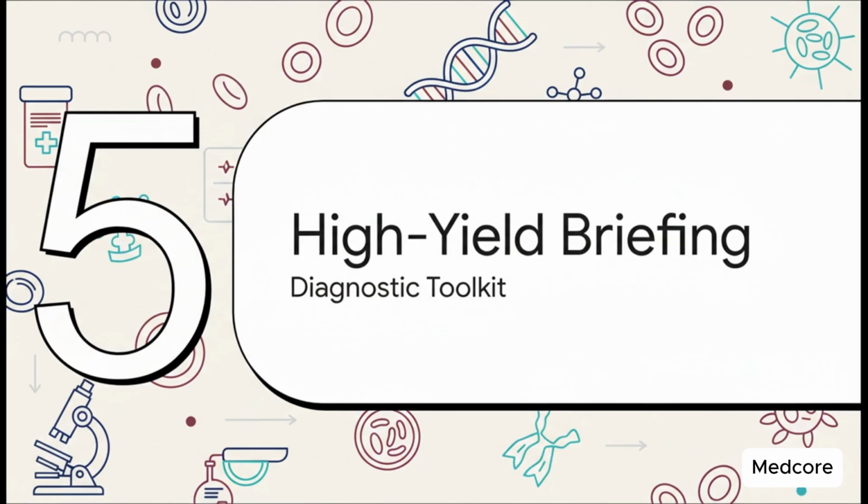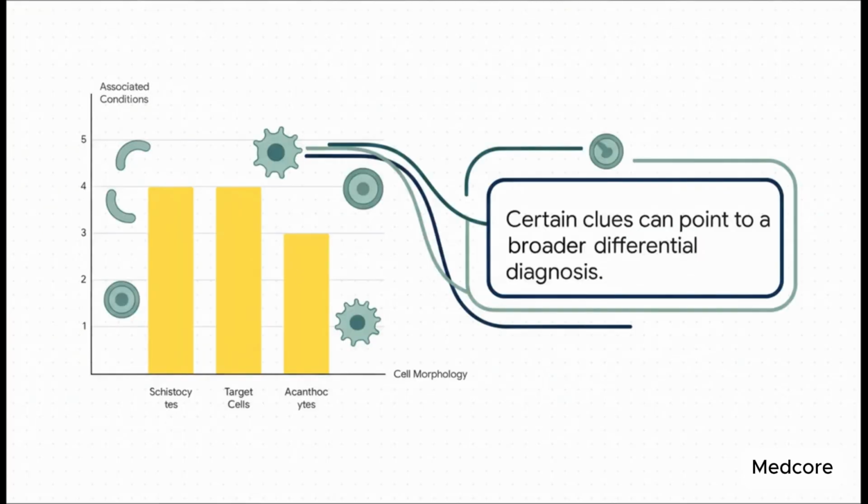Okay, team, let's wrap this case up with a final, high-yield briefing. This is your rapid review toolkit. This is the stuff you absolutely, positively have to know for your exams and for when you're on the wards. This chart just gives us a quick visual. Really, what it shows is that some clues, like schistocytes and target cells, are linked to a wider range of conditions. That just means your differential diagnosis has to be a little broader. It helps you weigh the significance of every clue you find.